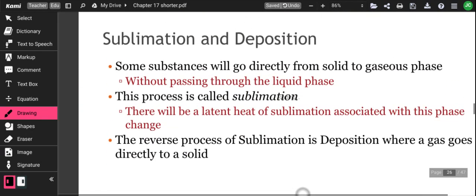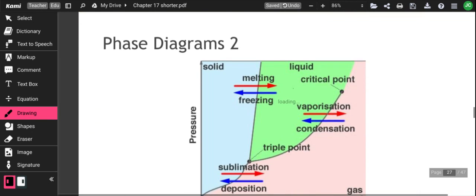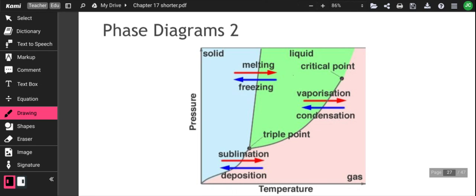The processes of sublimation and deposition are going to be talked about in terms of what happens when we go directly from a gas to a solid. So this chart here is important for knowing these terms. We're familiar with them, but let's just make sure we review. When we go from a solid to a liquid, we melt. When we go from a liquid back to a solid, we freeze. When we go from a liquid to a gas, we vaporize. When we go from a gas back to a liquid, we condense.